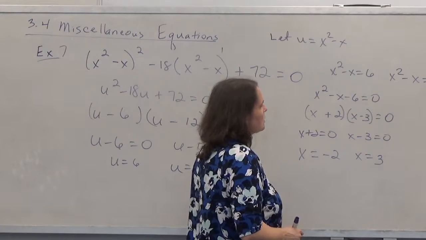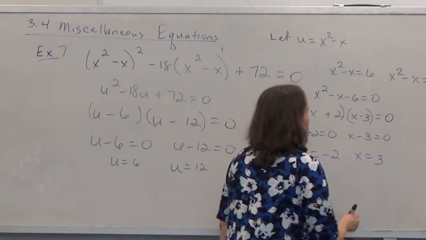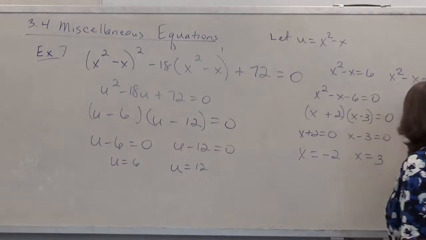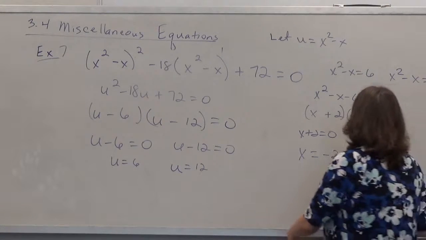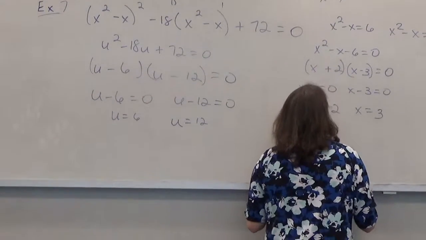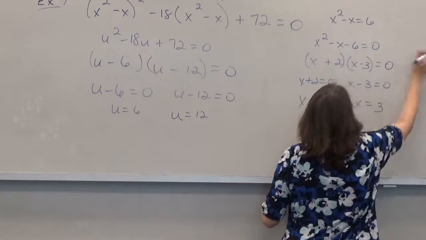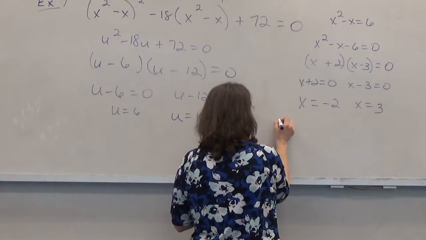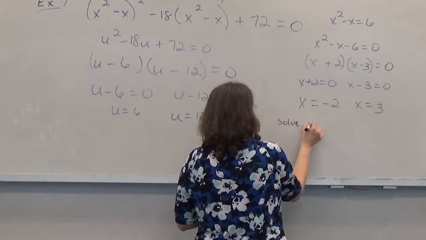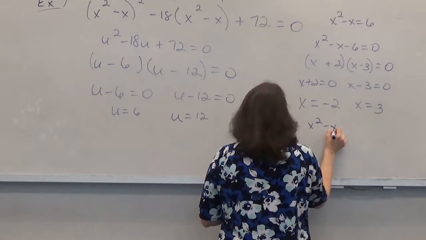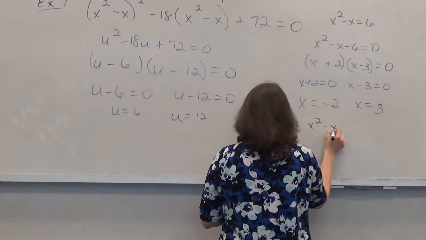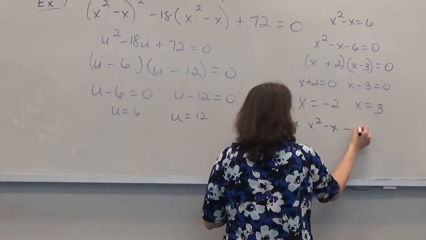For my second quadratic equation, subtract 12. That gives me x squared, and I hope I'm still on this camera here. I'm going to move it down this way. So now we're going to solve x squared minus x minus 12 equals 0.